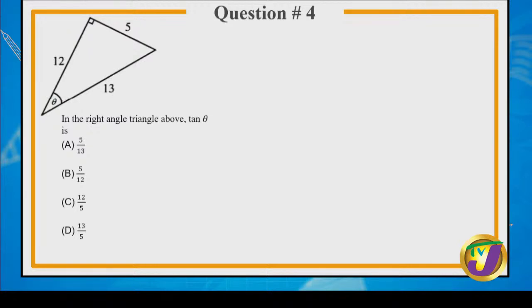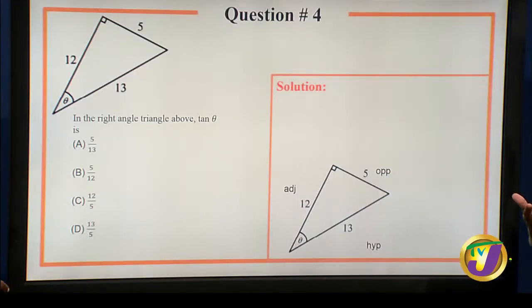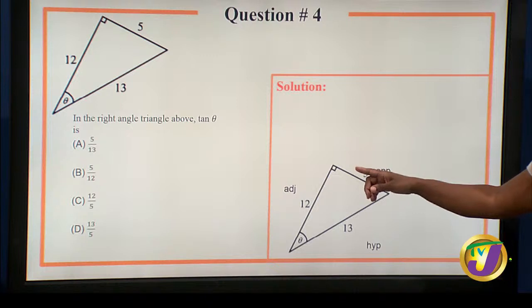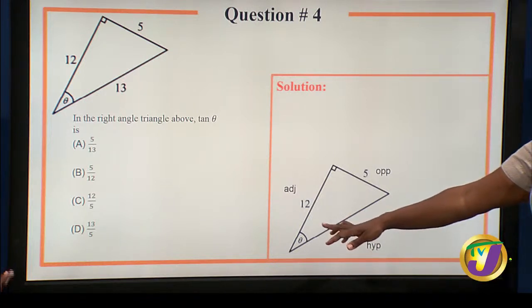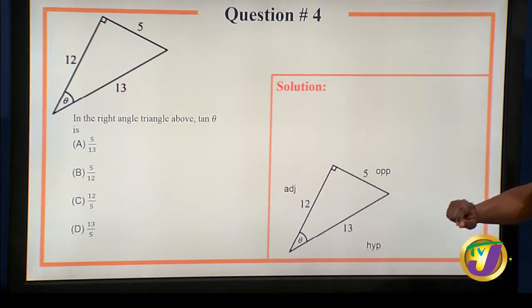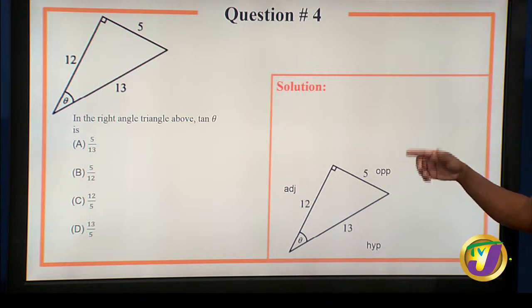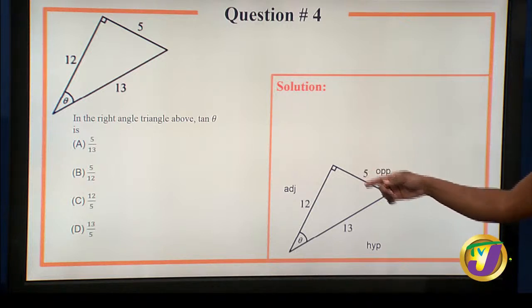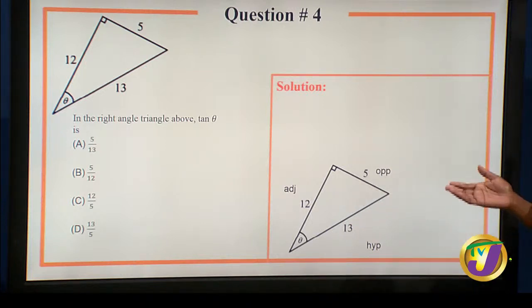So we need to examine the triangle. We have the angle of focus. That's the angle of focus. We also have to identify the type of triangle that is there, and it's indicated by the square corner that is there. So we have tan theta, and because this is the angle of focus, opposite that angle, we can identify opposite. We can identify the hypotenuse simply because it is a right angle triangle. It's opposite to the right angle. And we also are able to identify the adjacent side.